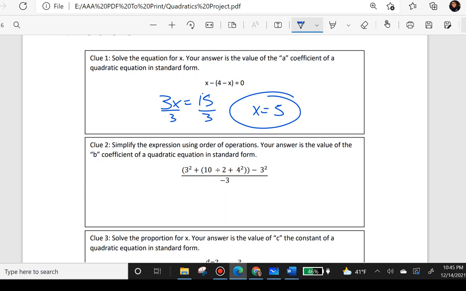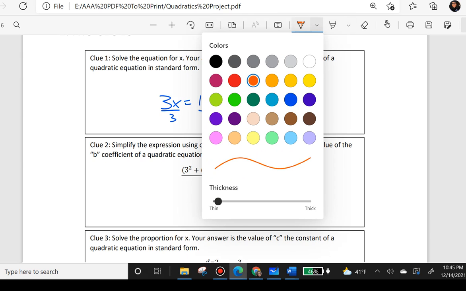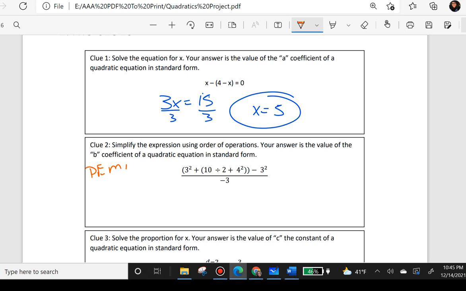My second clue says to simplify the expression using PEMDAS. So obviously, you know PEMDAS. Please use it. One step at a time. All right, so we will follow PEMDAS and get our answer. Let's say in the end we get 10.